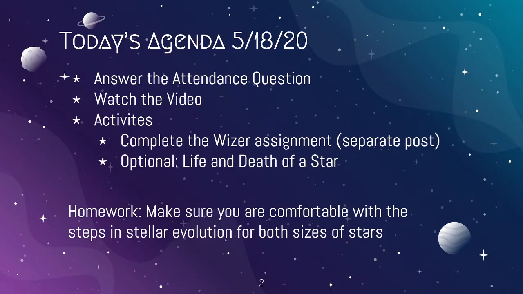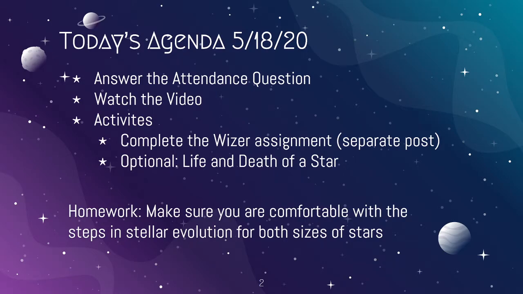And what you really want to get out of this, and you can see this in the homework piece there, is to make sure that you're comfortable with the main steps. Like what happens first, second, third. There's multiple size stars, and you'll see this in the Wiser today. So you want to be familiar with both sizes. It splits them into two categories. In general terms, you don't need to know the nitty-gritty details, just be comfortable with what the steps of stellar evolution are.